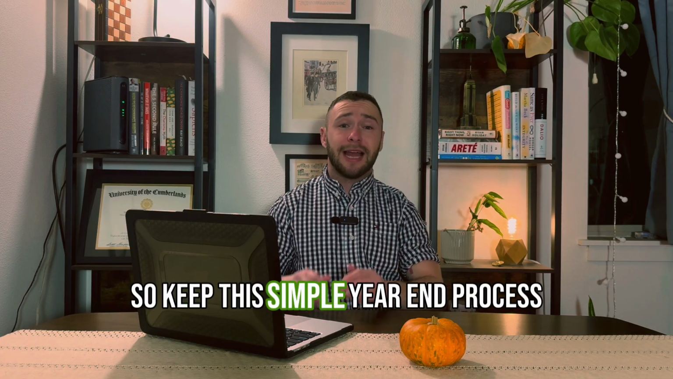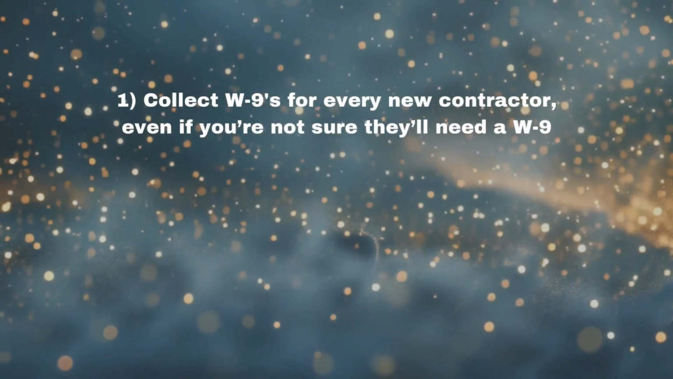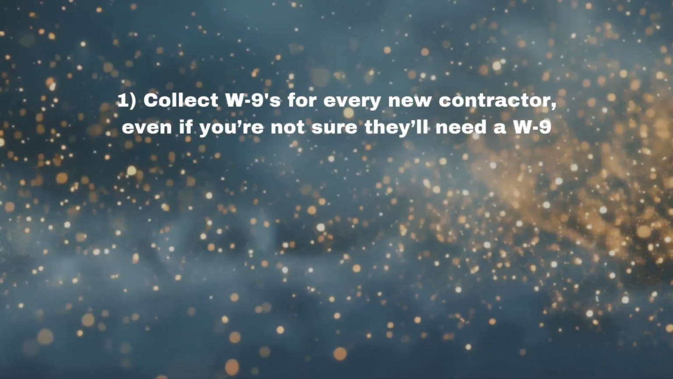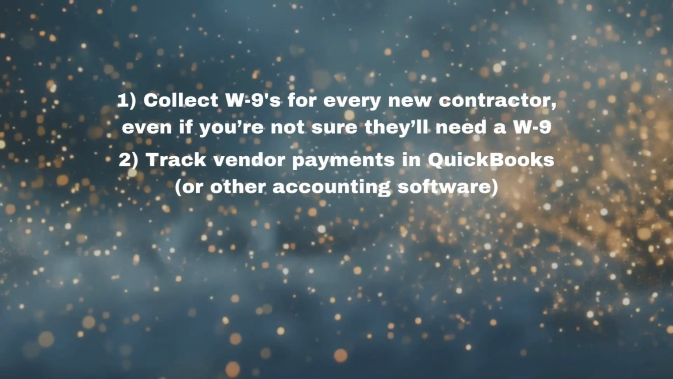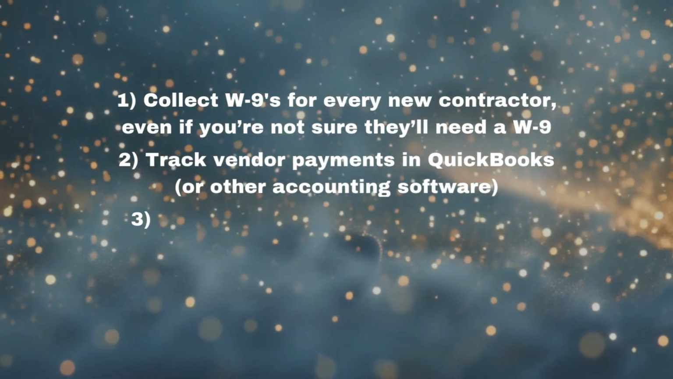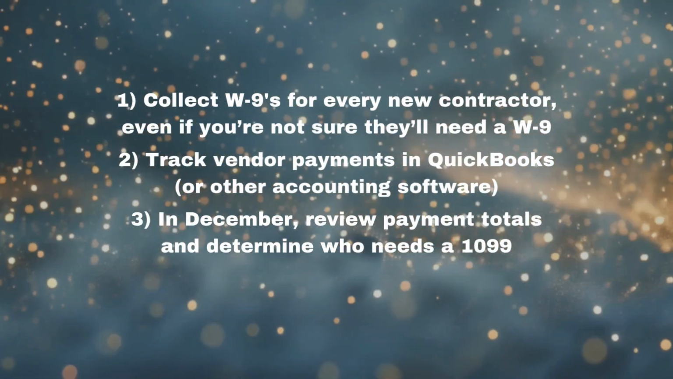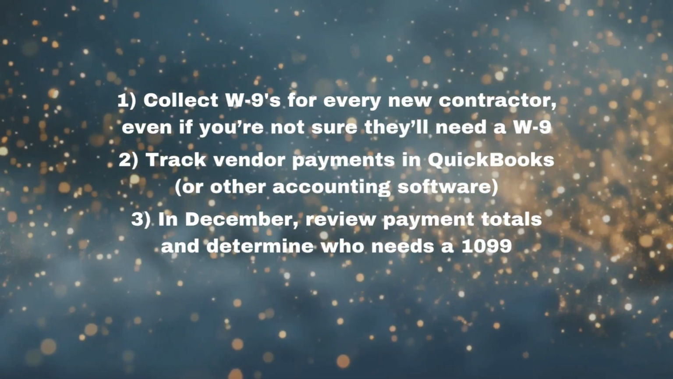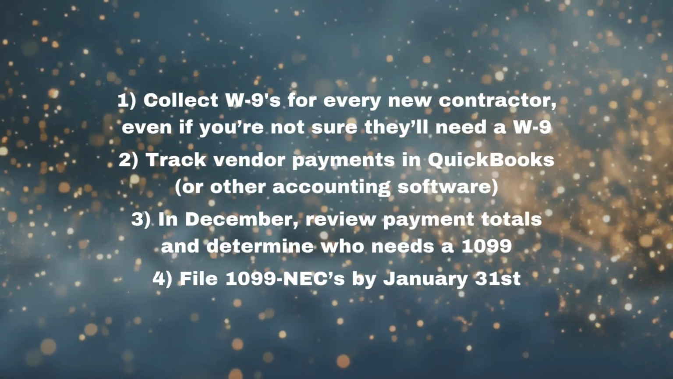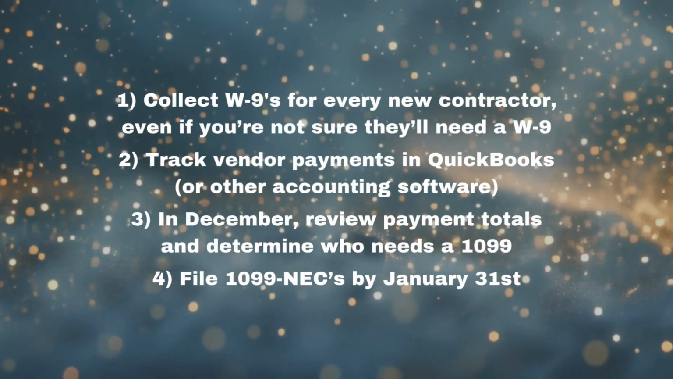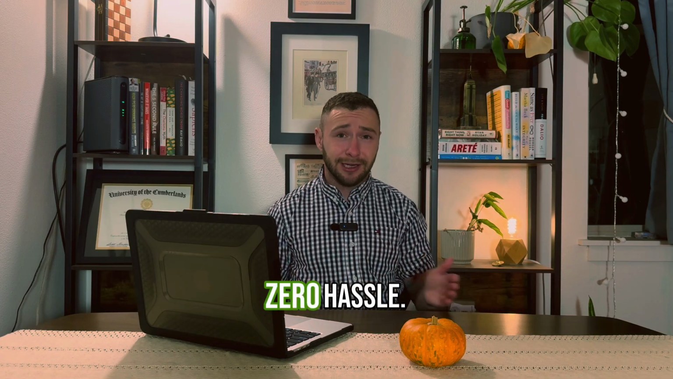So keep this simple year-end process in mind. Number 1, collect W-9s for every new contractor before they pay. Number 2, track all payments monthly in QuickBooks and categorize them correctly. Be sure to include the contractor as a vendor in these transactions. Number 3, in December, review vendor payment totals and determine who qualifies by using 1099 reports in QuickBooks. And number 4, file your 1099 NECs by January 31st. Be sure to give them to the contractors as well. If you stick to this process, then you will breeze through tax season with zero hassle.